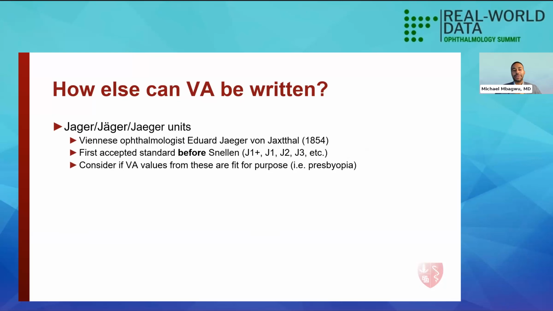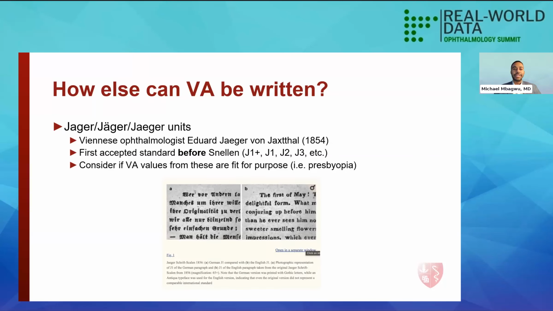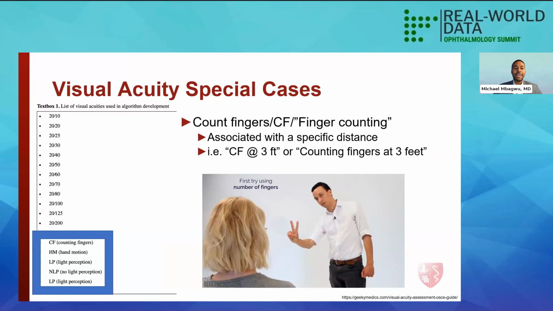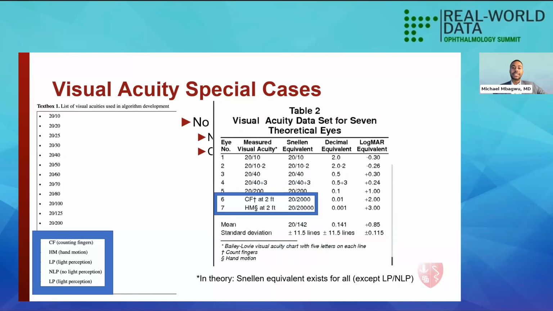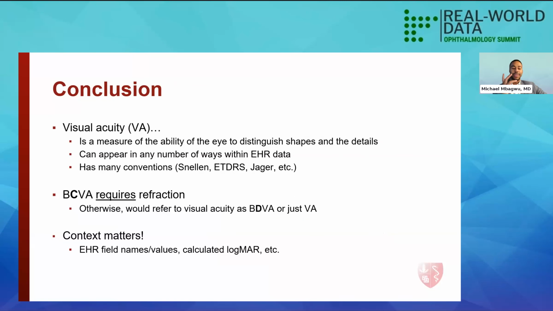Okay, I'll breeze through these. There are different units that visual acuity can be written in, Jaeger units, etc. So make sure you understand whether this VA data is fit for your purpose. If it's a study that requires distance data, you wouldn't want to use Jaeger units. And lastly, special cases, which is just something to always remember. We do want to obtain visual acuity for hand motion, count fingers, and light perception, to make sure we're representing all populations with visual acuity data. And while conversions or equivalencies exist, make sure that you highlight that if you're including those in one of your research studies.